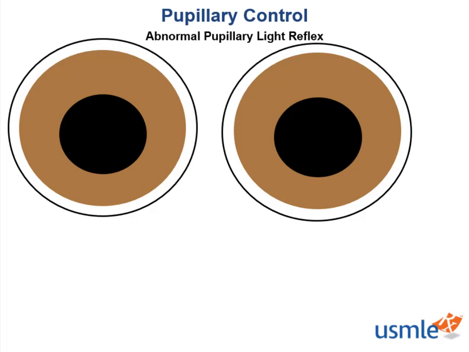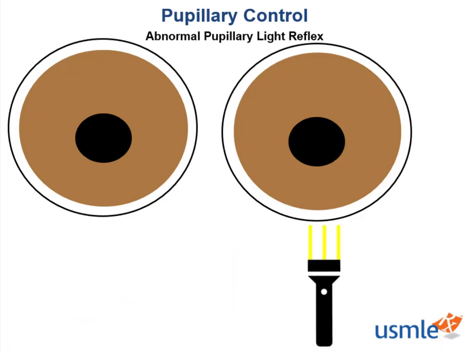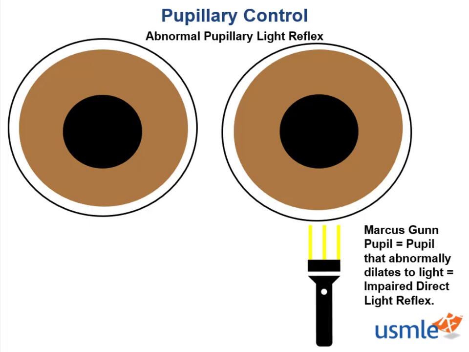As we saw on the last slide, when light is shown into this eye, it causes constriction of both pupils, demonstrating normal direct and indirect pupillary light reflexes. To demonstrate abnormal pupillary light reflexes, let's swing the light source over to the opposite eye. Now the pupils of both eyes demonstrate a relative dilation compared to the constriction that was just observed. Congrats, friends! We just diagnosed a Gunn pupil, which is a pupil that abnormally dilates to light, indicating an impaired direct pupillary light reflex.